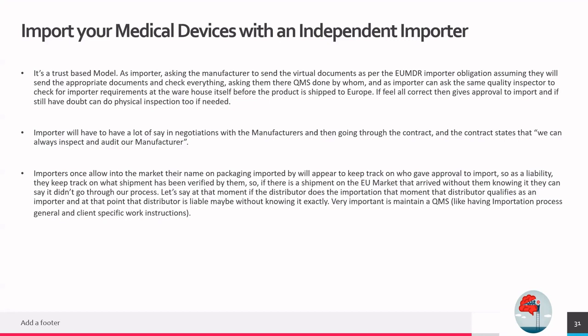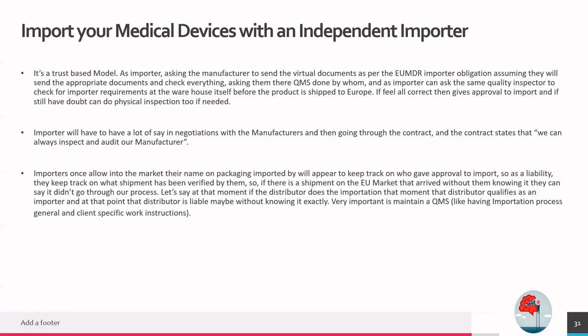So this is a new model. Importers will have to do a lot of negotiation with the manufacturer. They should have an agreement that they can inspect at any point of time if they have doubts, or they should have a well-established database showing that such and such batches have arrived, have been verified, and have been dispatched. This is the critical role an importer will have to play if acting as an independent importer. Once the importer allows a product into the market, their name appears on the packaging as imported by, to keep track of who gave approval to the import.